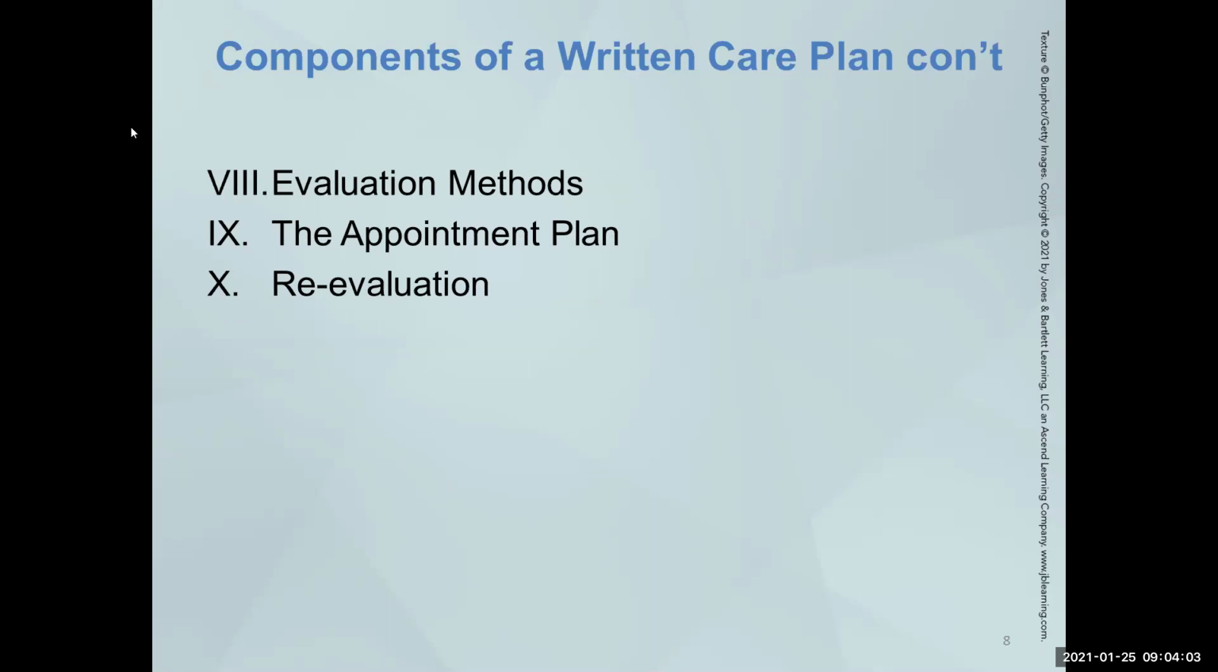Evaluation methods. Are you bringing them back in 4 weeks, in 6 weeks, in 8 weeks? Are they going to be coming in every 3 months for you? After that, what are you going to be doing? Do you need to do a new perio assessment? Do you need to take a microscopic slide for DNA analysis? What kind of bugs are living under there? That type of thing. Then you've got your appointment plan. And again, your reevaluation is, did it work or did it not work?